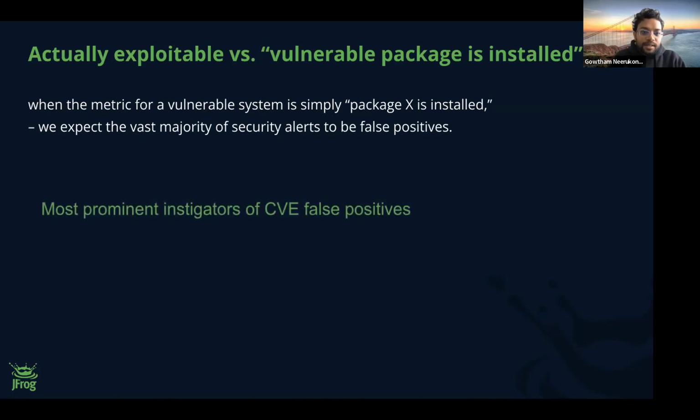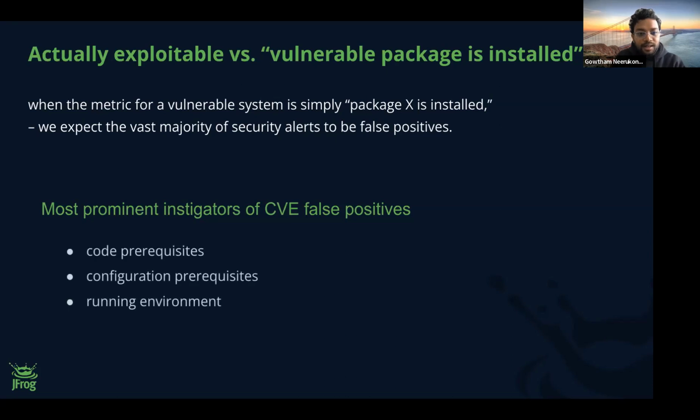Due to the same reason, these are the most prominent instigators of CVE false positives that we have found across the analysis and research that our JFrog security research team has done. Sometimes there are certain code prerequisites. A certain function needs to be invoked for the vulnerable part of the library to be executed. So there might be a chance that even though the vulnerable package is installed, that function might not be invoked.